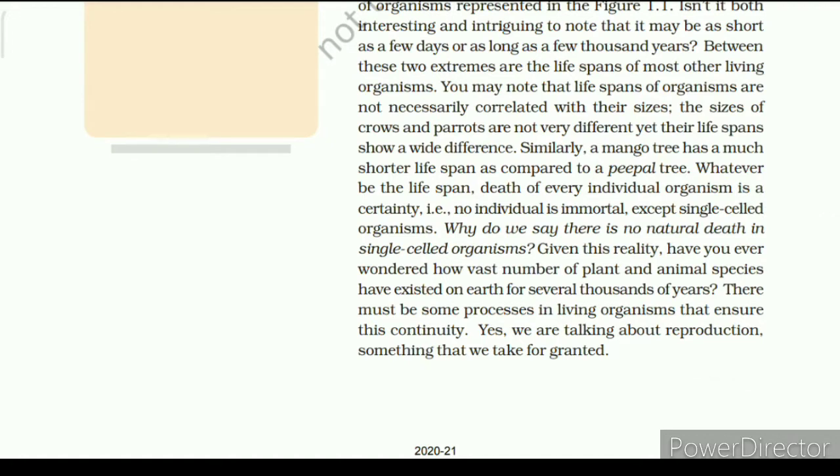Given this reality, have you ever wondered how vast number of plant and animal species have existed on Earth for several thousands of years? There must be some processes in living organisms that ensure this continuity. Yes, we are talking about reproduction, something that we can't take for granted.